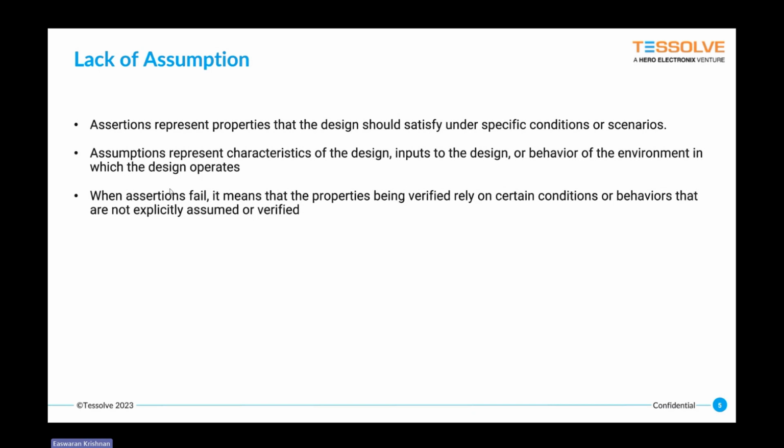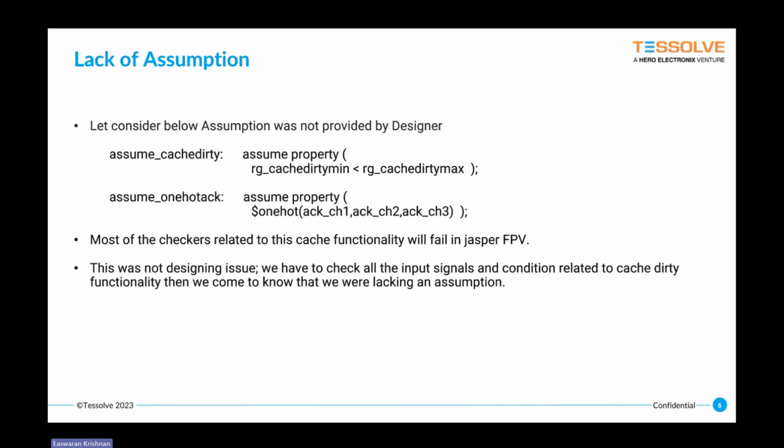When an assertion fails in formal, there are two reasons for it. The first reason is that all required assumptions were not done properly. The second reason is that design behavior conditions were not met. Let's consider an example. Consider that the assumptions below were not provided by the designer. These assumptions were related to the cache controller module.